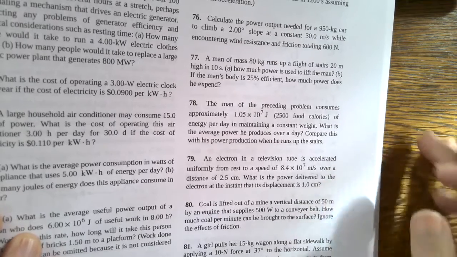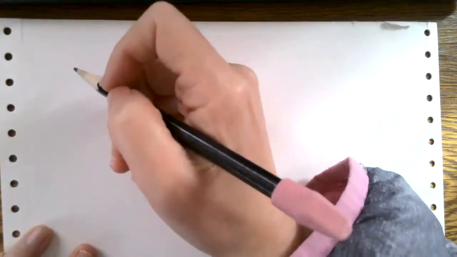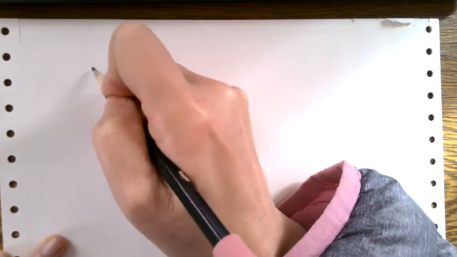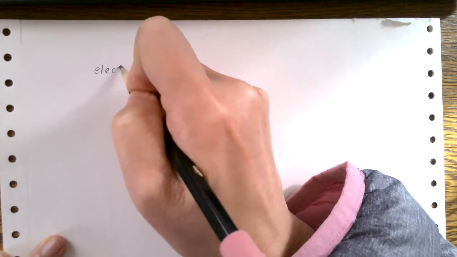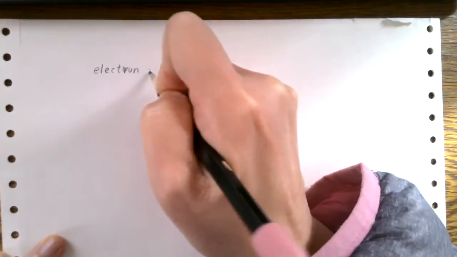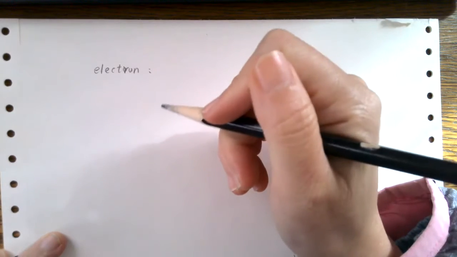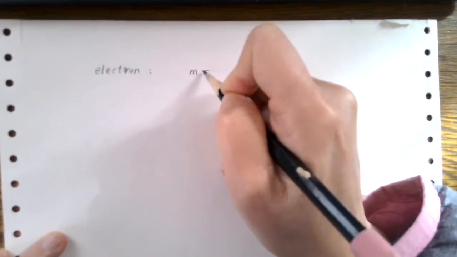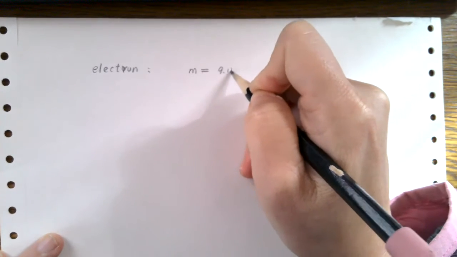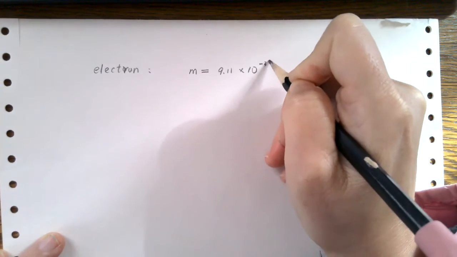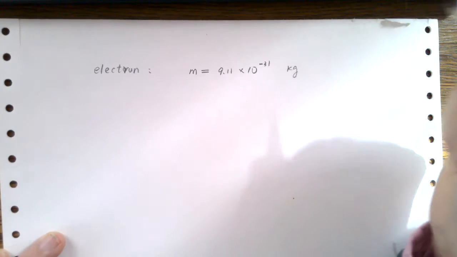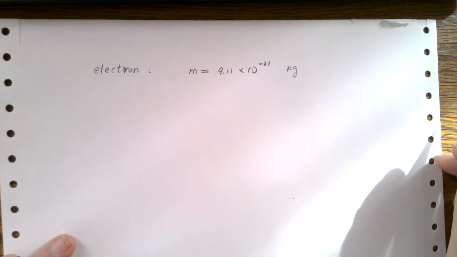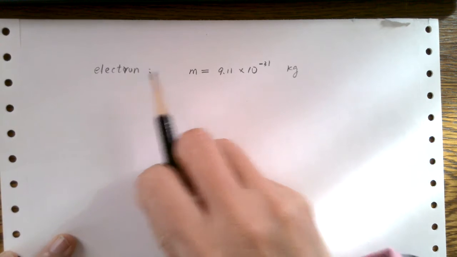Okay, so now let me move the textbook aside and let's see what information we have here. So first we know this is about a particle, and the particle is one electron. There is something we need to know for the electron. It can be seen as any other particle. It has a mass. The mass of an electron is about 9.11 times 10 to the negative 31 kilograms. Very, very small mass for one electron here.